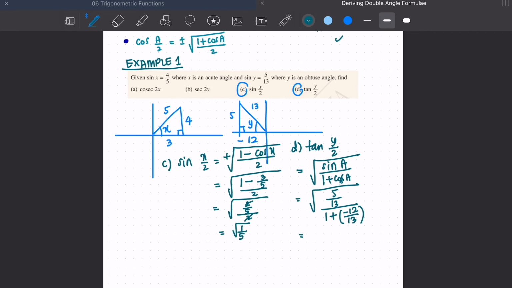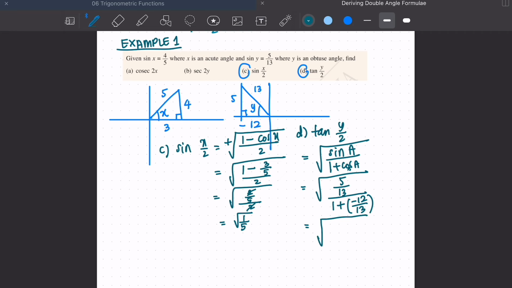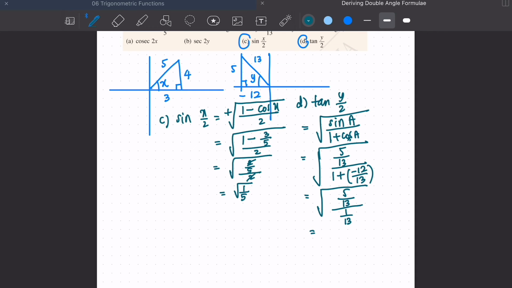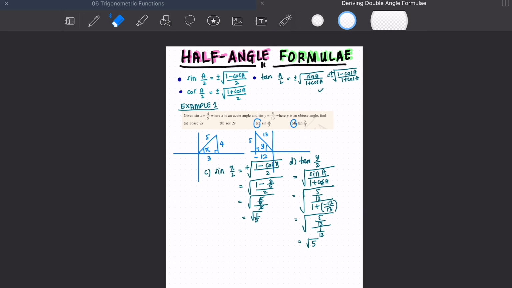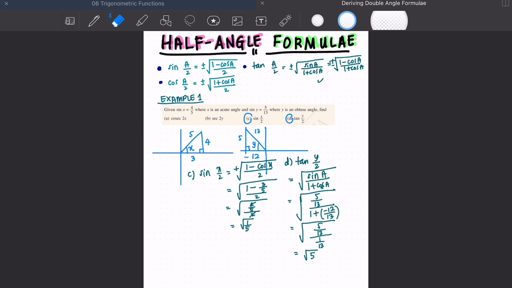So here we can see the calculation. You can apply your calculation here. It will be 5 over 13 divided by, here it is 1 over 13. So 5 over 13 divided by 1 over 13 is 5, so it will be the square root of 5. So this is the answer.